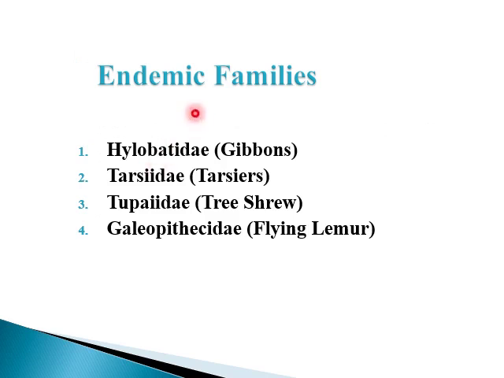If we talk about the endemic families, there are gibbons that belong to the Hylobatidae family. Next one are tarsiers that belong to the Tarsiidae family. Next one are tree shrews that belong to the Tupaiidae family, and in the last you can see the flying lemur.